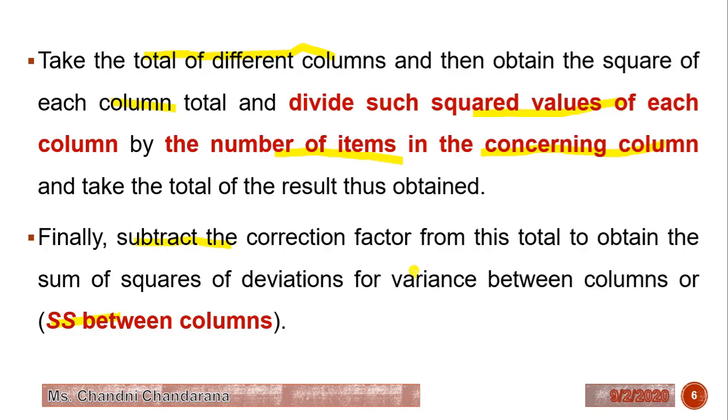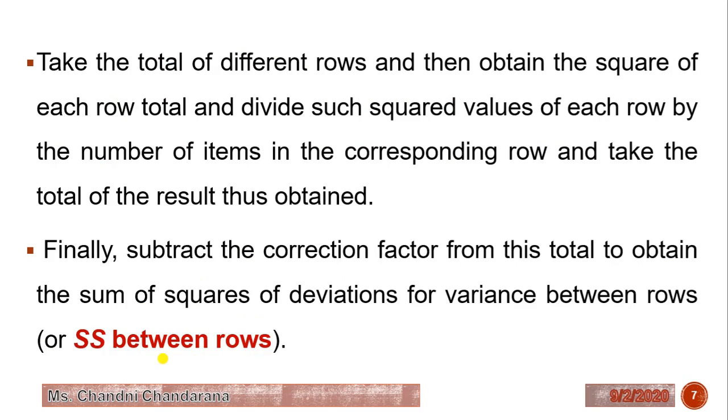Subtract the correction factor from this total to obtain the sum of squares of deviation for variance between columns, or we can say SS between columns. We have to subtract the correction factor from this SS between columns. Now the same procedure we have to apply for rows to find out the SS between rows.